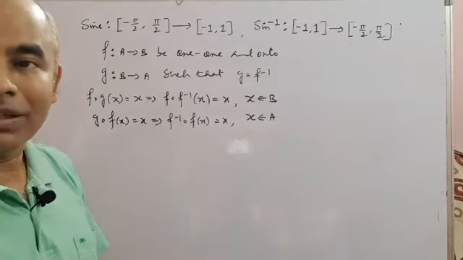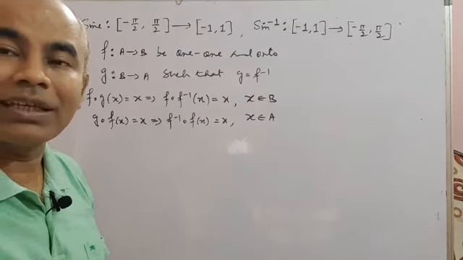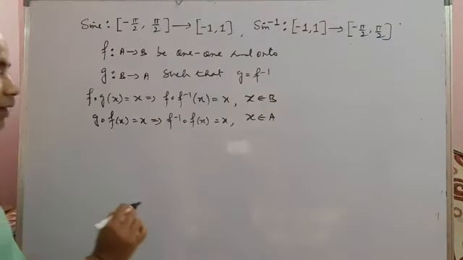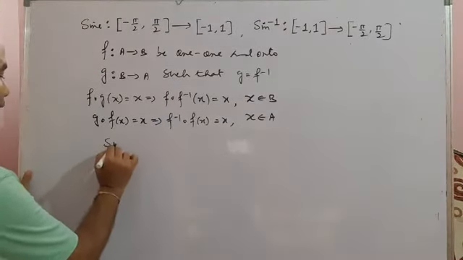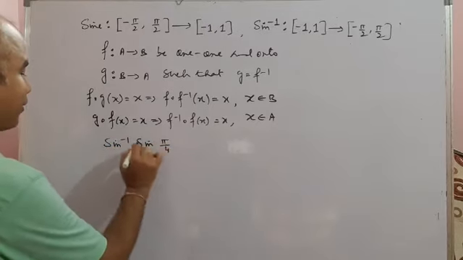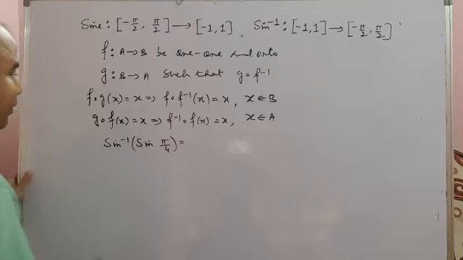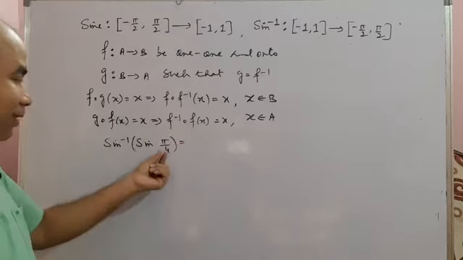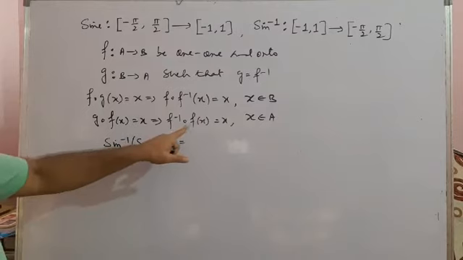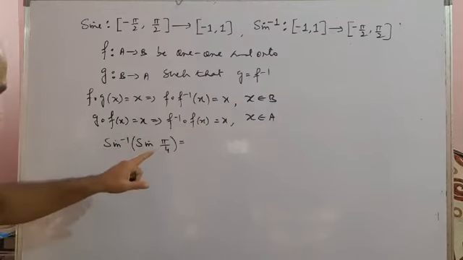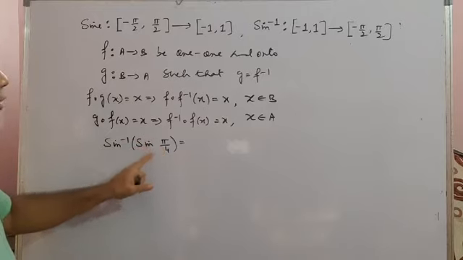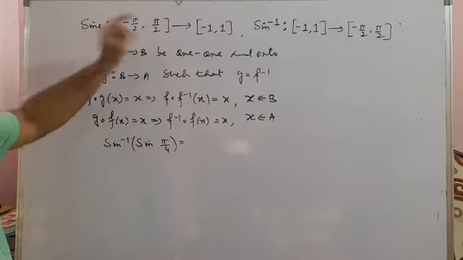Okay, so let me discuss one example which is usually asked in our board exam. Suppose, students, we need to find sine inverse of sine of pi by 4. Like f inverse of f of x equal to x, it will be equal to pi by 4, provided x is an element of the domain of f. So here also pi by 4 must be an element of the domain of sine. So what is the domain of sine? Minus pi by 2 to plus pi by 2.